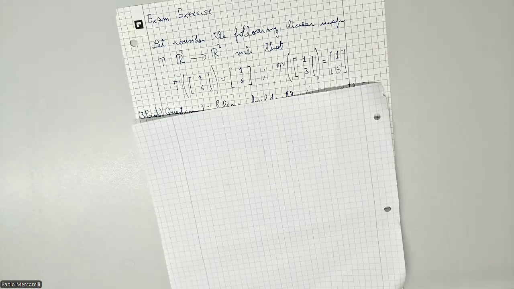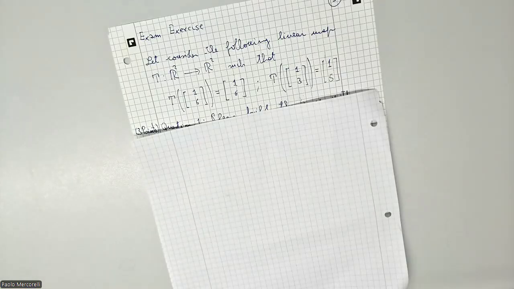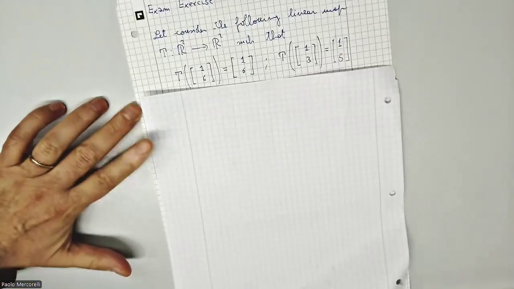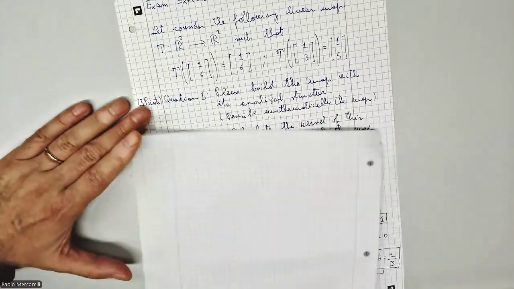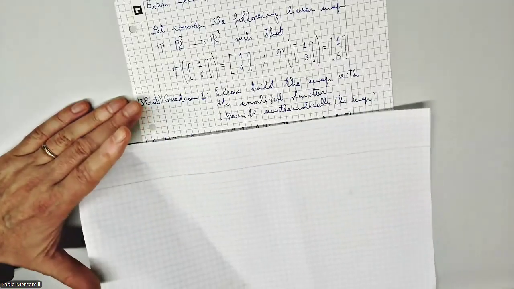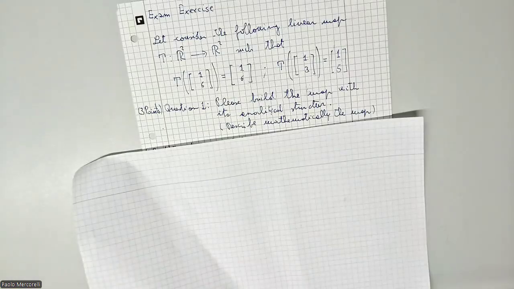Let me start now with a possible exam exercise. If you remember, last time we started with maps and we did some exercises. Look at this exercise. You can copy. And we have also the first question. Think about it for a couple of minutes, and then I will read it for you.